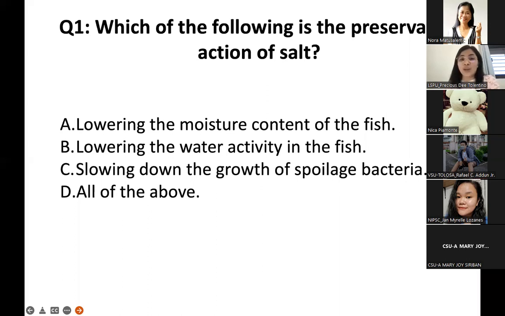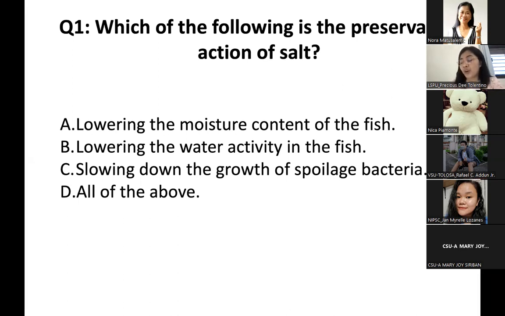Okay, so let's start with salting. Okay, yan na tayo. Question number 1 again. Please participate. Nakikita ko rin kayo sa ating chat box. So which of the following is the preservative action of salt? A, lowering the moisture content of the fish. B, lowering the water activity in the fish. C, slowing down the growth of spoilage bacteria. D, all of the above. So what is the answer?